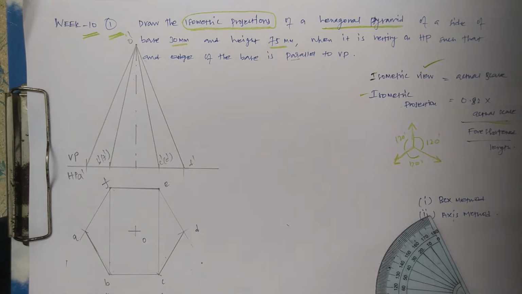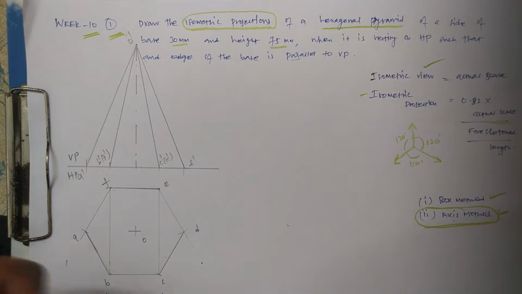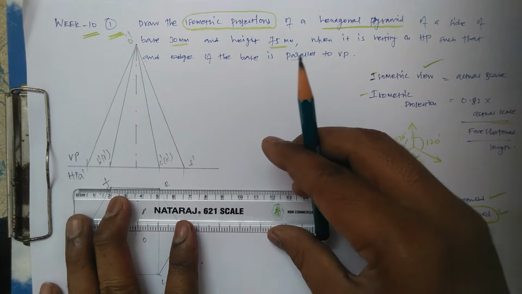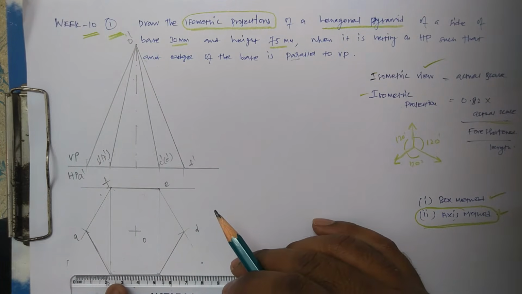With that we cannot project the hexagon. For that there are two methods available to develop the isometric projection: one is the box method, the second is the axis method. We are just going to see the axis method here for this kind of pyramid. When asked in a section, we can go through the box method; both are simple. For the axis method, we are supposed to extend the lines of the base to get the reference.